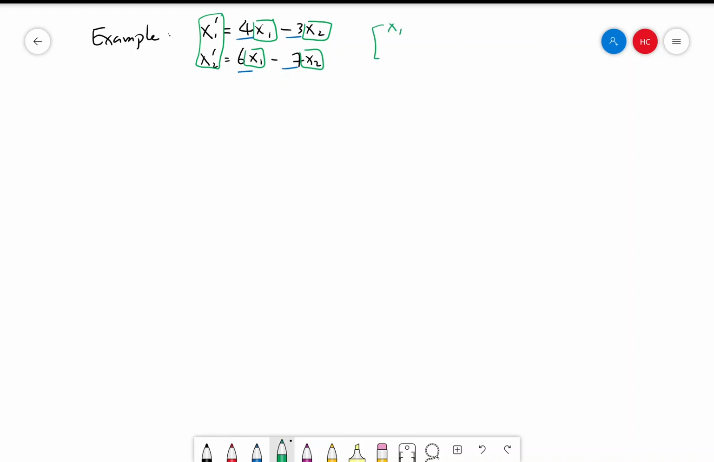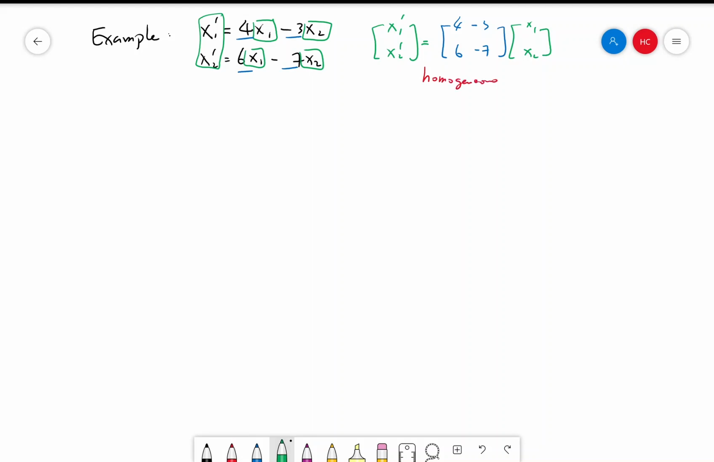Alright, so let's look at a small example. So 2 by 2, x1 prime is 4x1 minus 3x2, and x2 prime is 6x1 minus 7x2. So this is two equations. These are the functions we're looking for. And the 4, negative 3, 6, negative 7 are the coefficient matrix. So it can be written as x1 prime, x2 prime equals the coefficient matrix times x1, x2. So it's 4, negative 3, 6, negative 7. And this is homogeneous because there's no constant term.